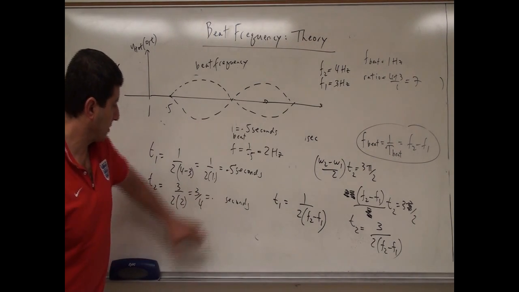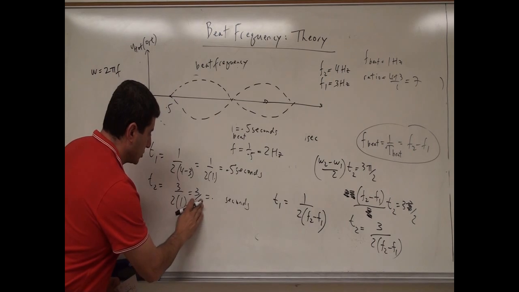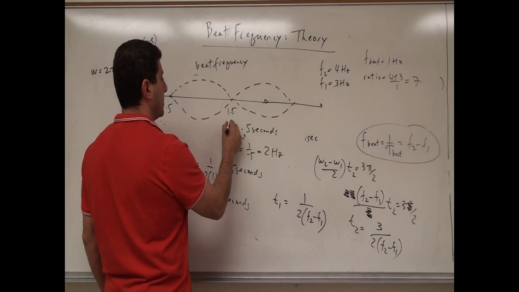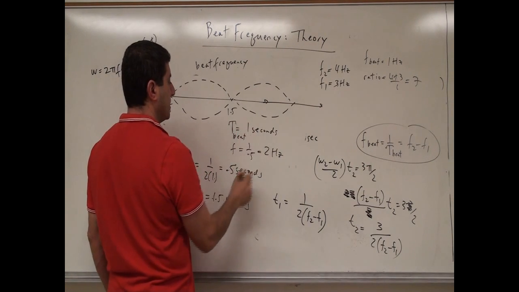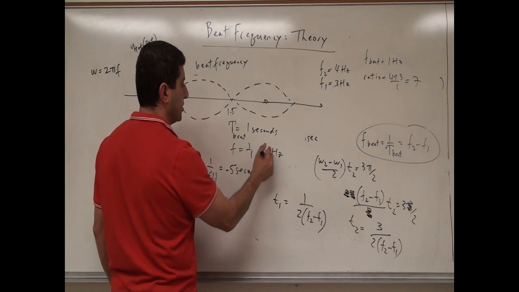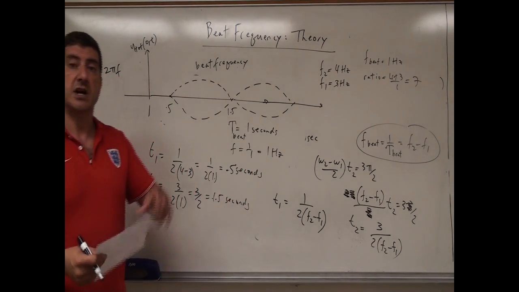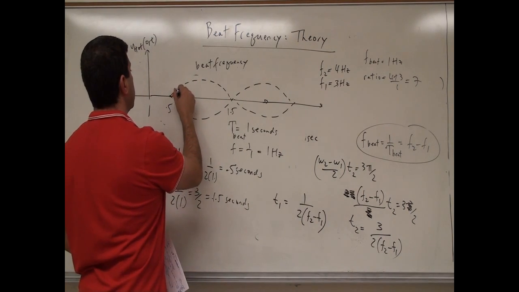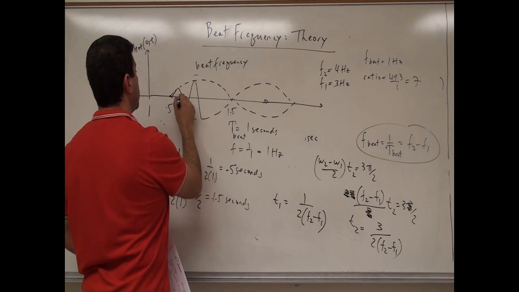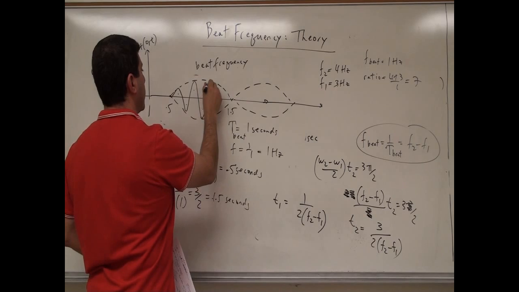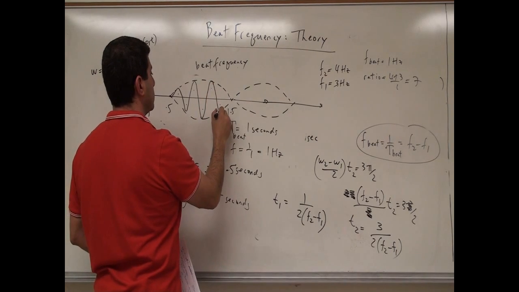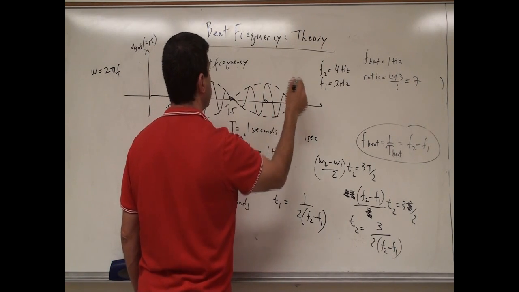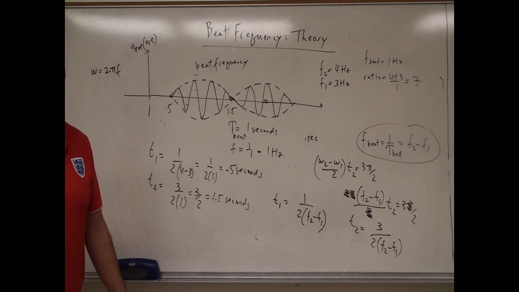And then t2 is going to be 3 over 2, so it's going to be 1.5 seconds. The period of the beat is going to be 1 second again, and then the frequency is going to be 1 over 1, which is just 1 hertz, right? The only difference is now there are a lot more of the smaller patterns within the larger pattern. So how many of those are there? 7. So up, down, 1, 2, 3, 4, 5, 6, 7, and then it'll continue like that. But the beat frequency will still be 1 cycle per second.